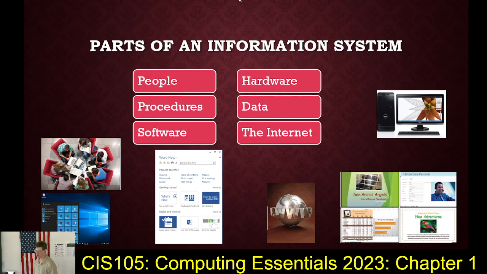So people, that's us. I hope you know that's us. Without us, there is no information system. It did not pop up out of thin air. Yes, information systems came from us.